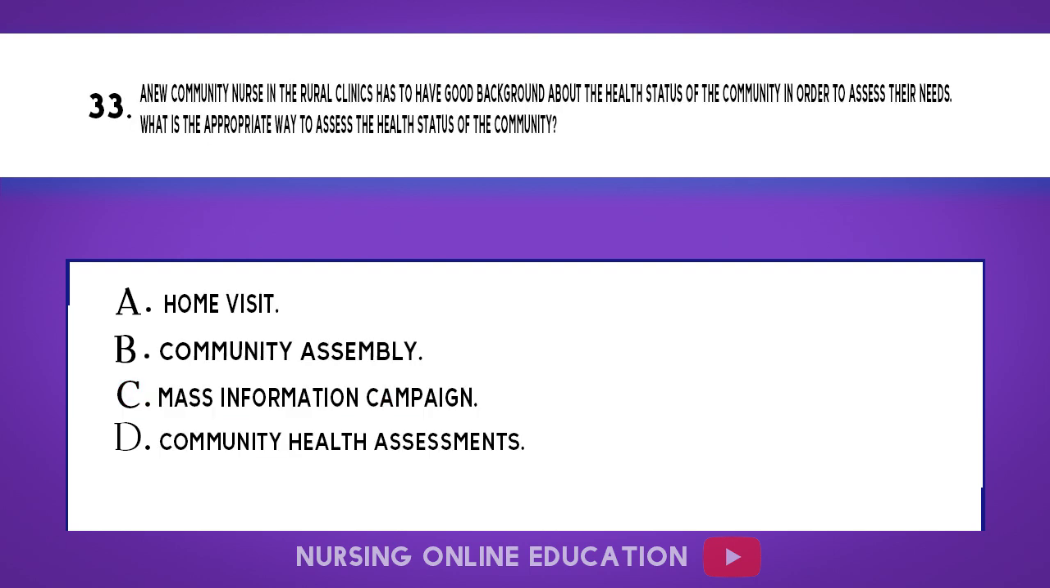33. A new community nurse in the rural clinics has to have good background about the health status of the community in order to assess their needs. What is the appropriate way to assess the health status of the community? A. Home visit. B. Community assembly. C. Mass information campaign. D. Community health assessments. The answer is option A.